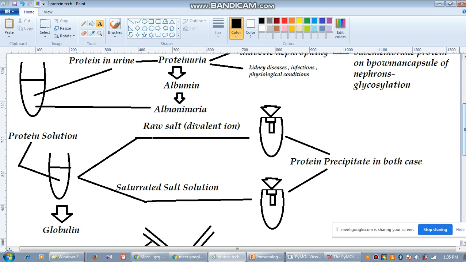So total protein will give us the condition. Then we precipitate the albumin by adding a particular reagent. We precipitate the albumin, then only globulin is remaining. Then again we quantify globulin. So from total protein, if we remove globulin, what will happen? Albumin will be there, isn't it? So I'll show that thing also.